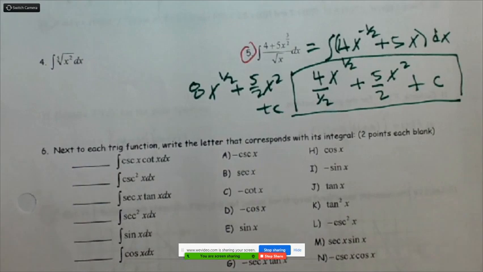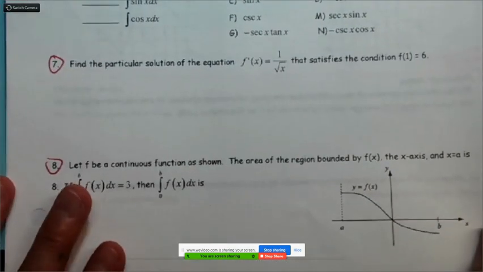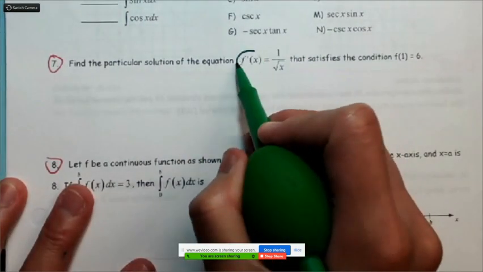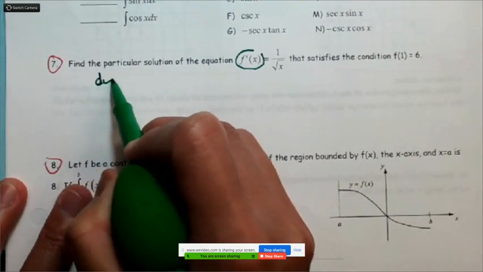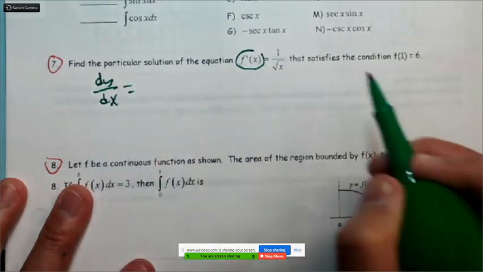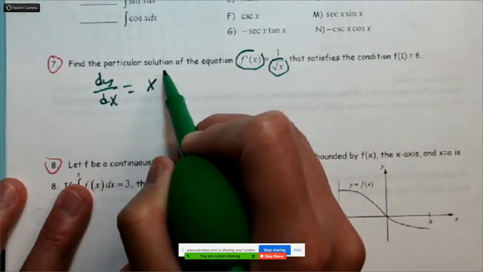Okay? Number 7 was our next one. Okay, let's rewrite number 7 again without a fraction. So instead of f prime, I'm going to write out dy over dx. And again, let's bring this guy up: x to the negative 1/2.